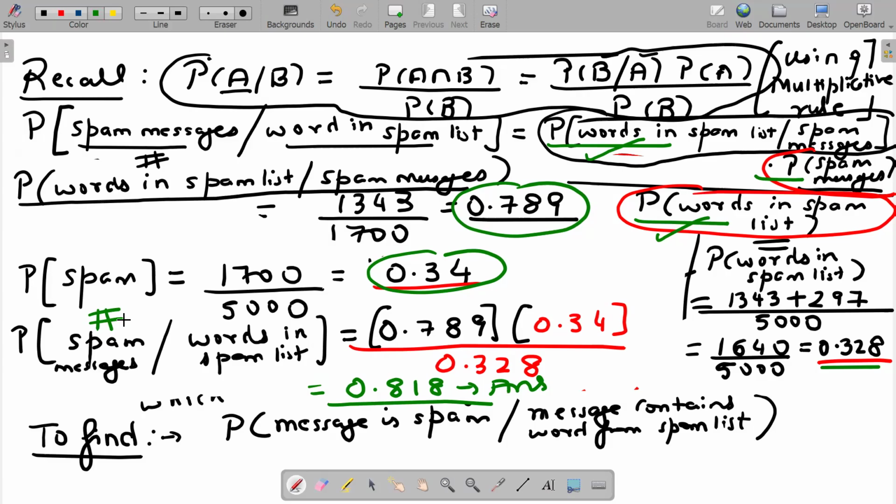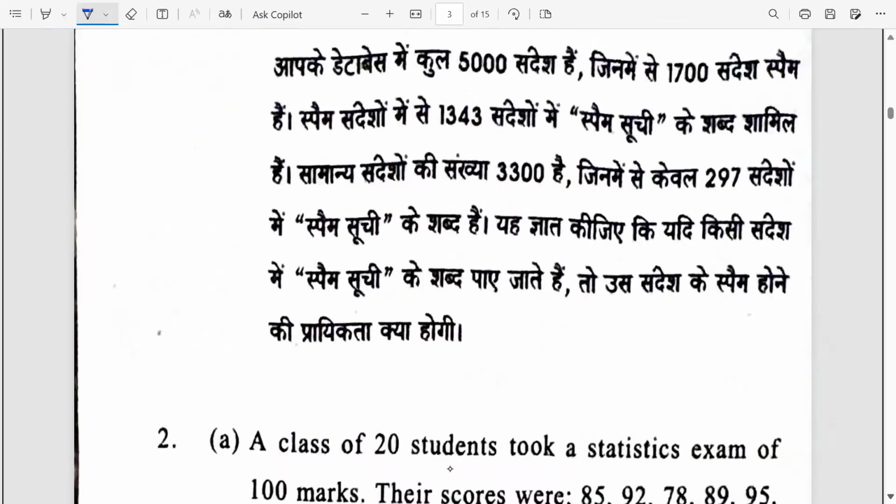So we used the multiplicative rule and the laws of conditional probability to solve this problem. I have done conditional probability and the multiplicative rule in my lectures on elementary probability theory, so please revise those lectures again. In the next lecture, I'm going to start with the discussion of question number 2.